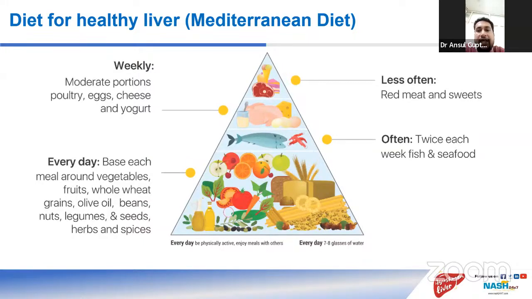Now, coming to diet, what I told already: you have to have more vegetables, fruits, and whole wheat grains. You can use olive oil, beans, legumes, seeds, herbs, and spices. If you're non-vegetarian, you can have fish. Generally you should not have red meat and sweets, and eggs, cheese, and yogurt can be had in moderate portions. So basically, this is low calorie food. This is a nice pictorial diagram to show how we keep our liver healthy.